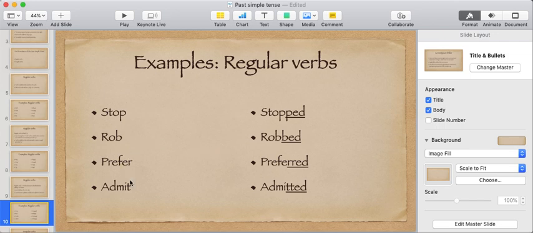And the two words here are two-syllable verbs. The first word is prefer. When you see the word prefer, the stress is on the second syllable. So we double the final consonant before we add ed. The same thing as the word admit. When we make the past form, we say admitted. We stress admit; the mit is stressed. So we add t before we add ed.